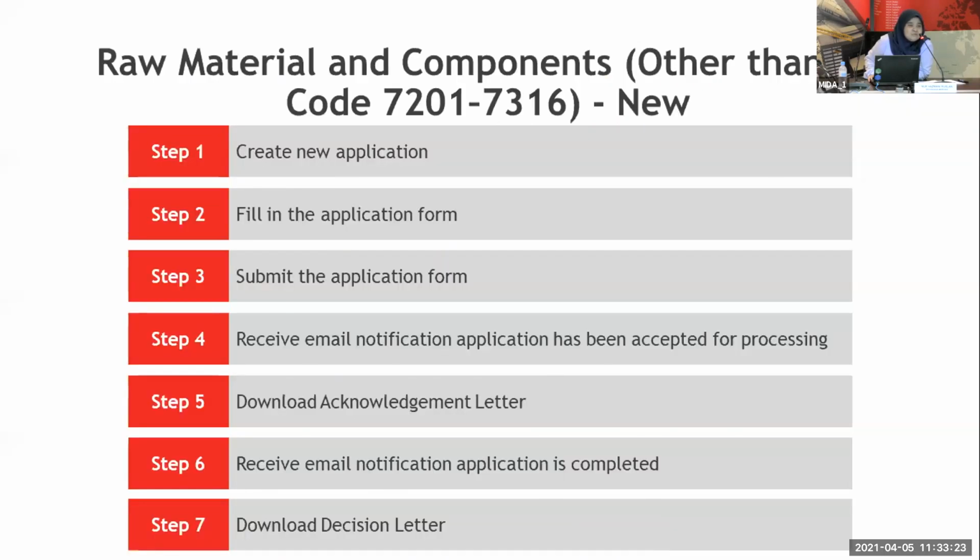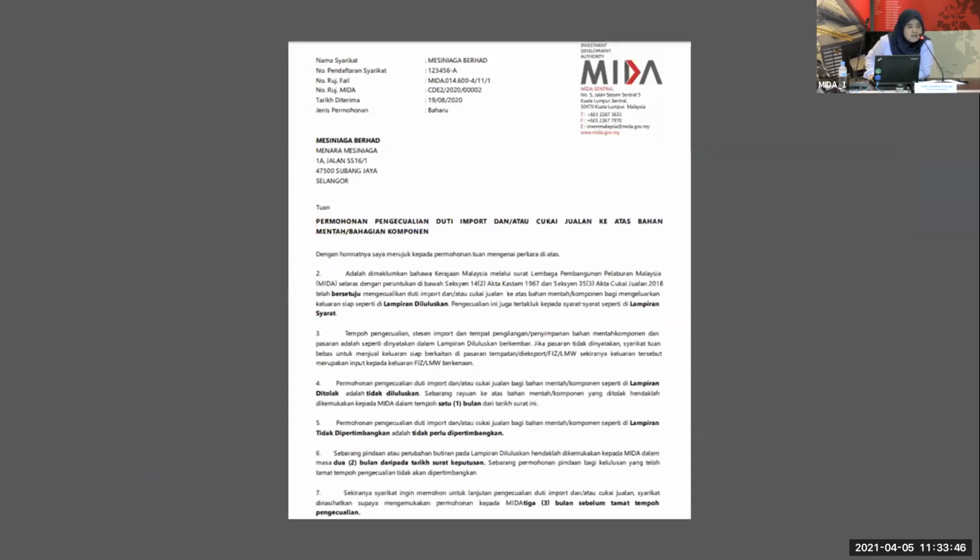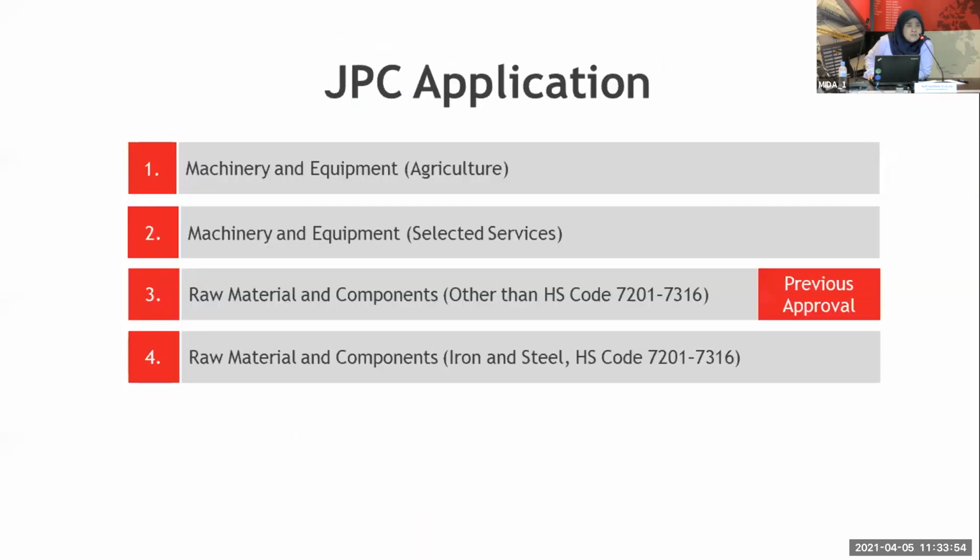So you will notice that your application status has changed to completed, in green color. Once your application has been completed, you will see a newly added button here, the decision letter button. You can click on the decision letter button to download your decision letter. This is an example of the decision letter, the raw material and component decision letter in PDF. Okay, so that is on the new application.